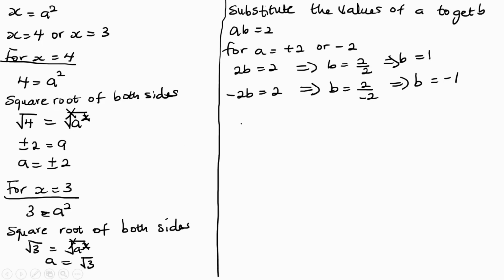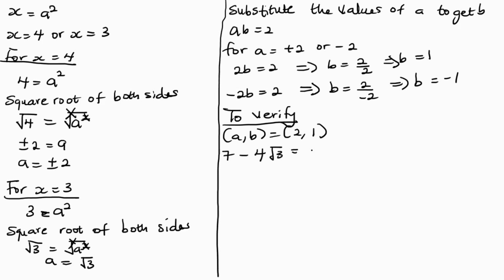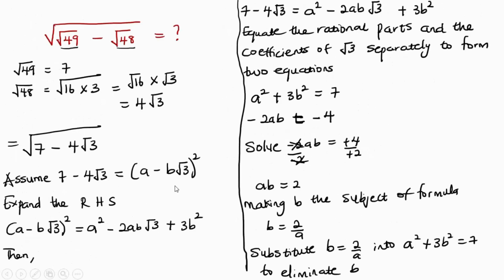Now we're able to get our values for a and b. So guys, let's simply verify to see if our answer is correct. I'm only going to verify for a equals 2 and b equals 1, that is, the positive value of a and the positive value of b. So we have the pair (a, b) is equal to (2, 1). We can verify by making use of 7 minus 4 root 3, which is equal to (a minus b root 3) squared. I guess you remember this at the beginning of our solution, which is this right here. So this is what we want to use to check if our answer is correct.